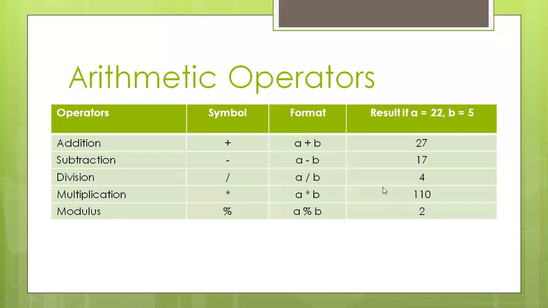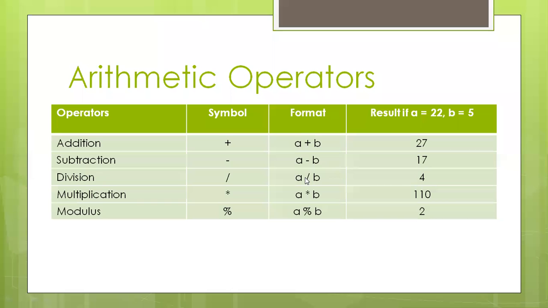This is the big difference, and it is a very important question. Everyone write in your notebook: give the difference between division and modulus operator. The answer is: division returns the quotient and modulus returns the remainder.